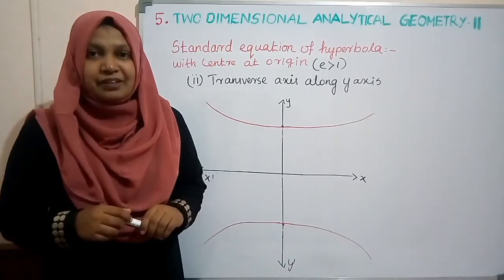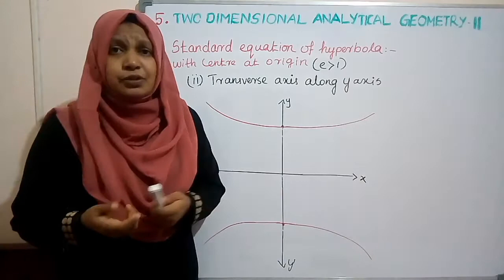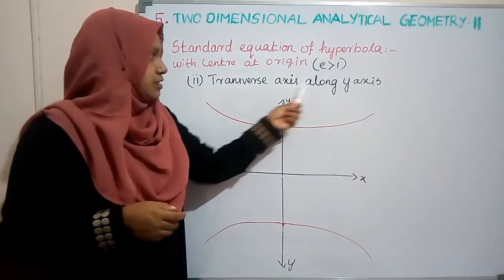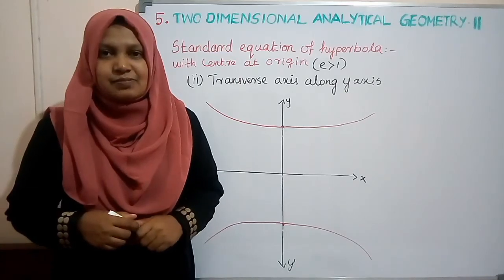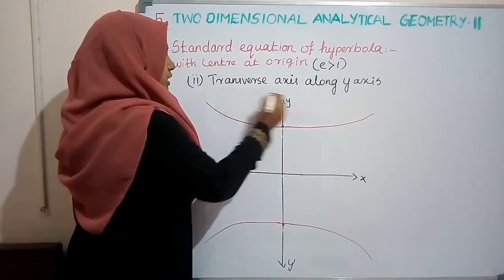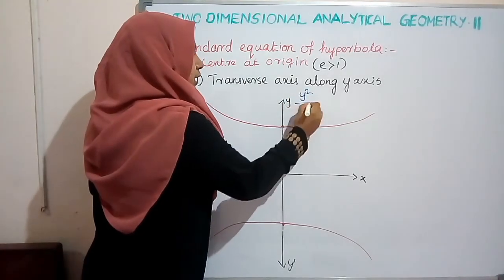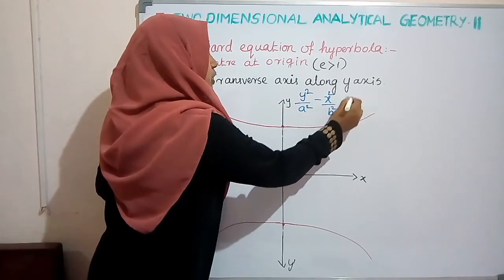So this is our second type, transverse axis along the y-axis. Also you can say that transverse axis along the y-axis means the conjugate axis is along the x-axis. Now the equation of this hyperbola is y square by a square minus x square by b square is equal to 1.